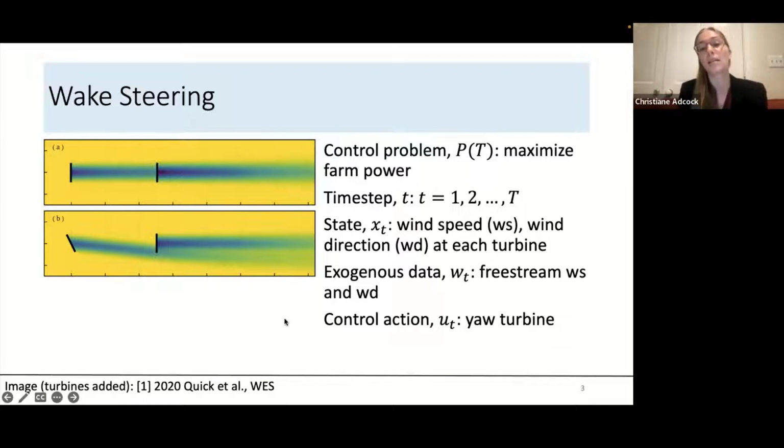So in a mathematical sense, my control problem, which I'm going to call P of big T, is to maximize the power that the farm produces. I'll do this over a series of control time steps, starting with 1 and ending with big T. In this problem, I'll refer to the state as x_t, where for the wind problem, the state includes the wind speed and the wind direction at each turbine. I'll refer to exogenous data as w_t, where this includes the free stream wind speed and wind direction. And then the control action that I'm trying to find is u_t, and that's what the yaw angle should be for each turbine in a wind farm.